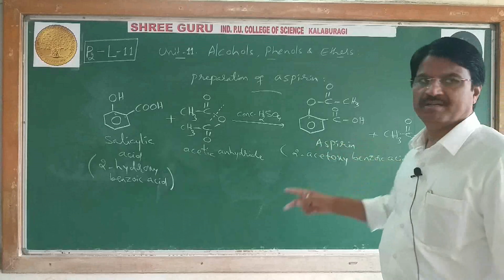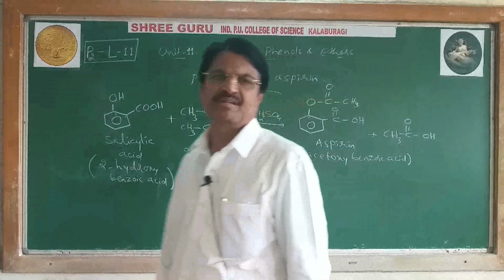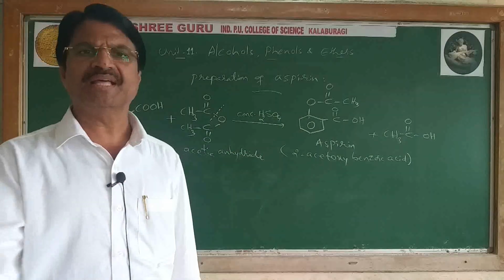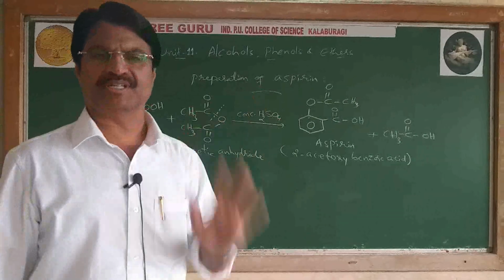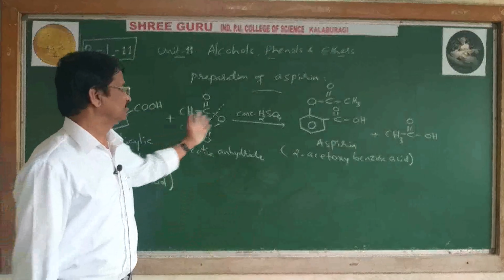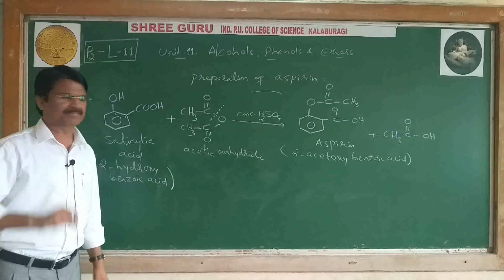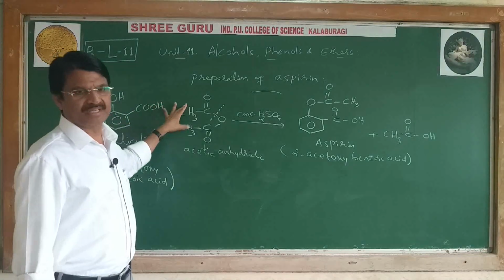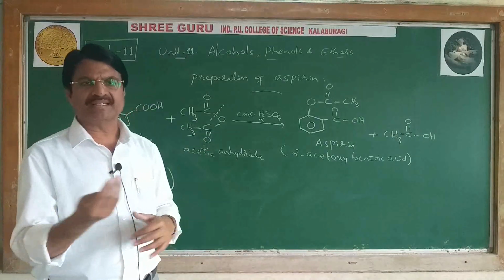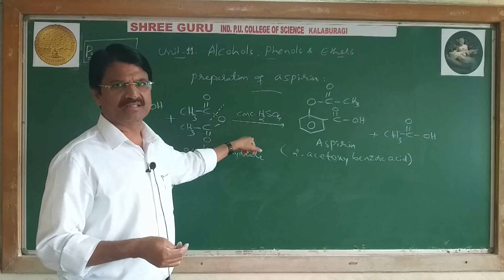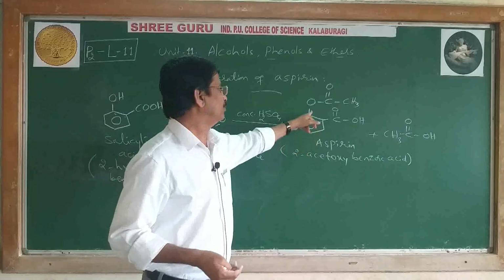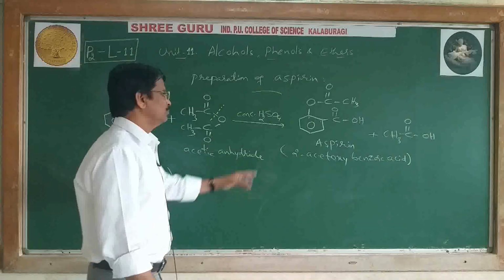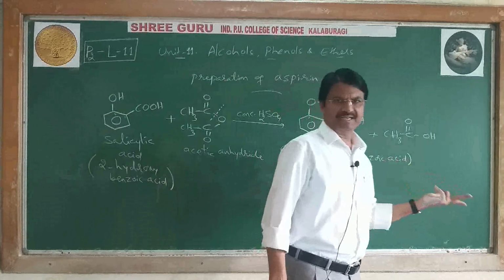Yes, you may get this in a 2-mark question: give the equation for the formation of aspirin, or explain the preparation of aspirin in the laboratory with an equation. This is the equation. How to write the answer? Salicylic acid on heating with acetic anhydride in the presence of concentrated sulfuric acid forms aspirin, or 2-acetoxybenzoic acid, which can be used as an analgesic and antipyretic.